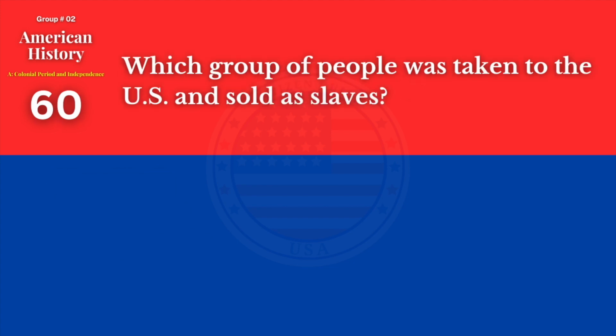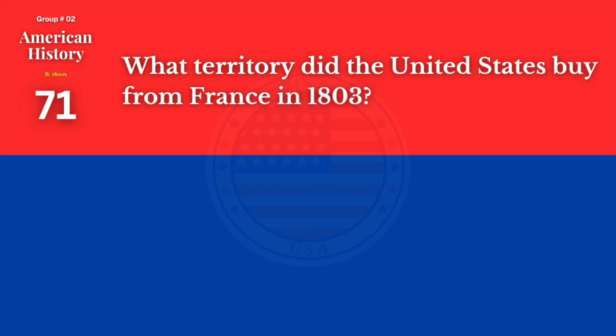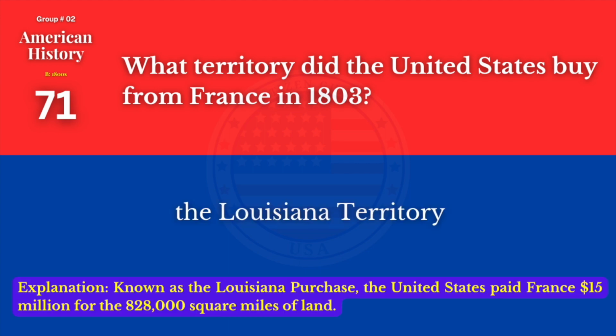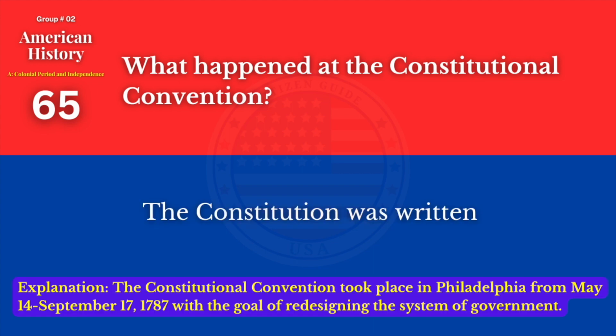Which group of people was taken to the U.S. and sold as slaves? Africans. What territory did the United States buy from France in 1803? The Louisiana Territory. What happened at the Constitutional Convention? The Constitution was written.